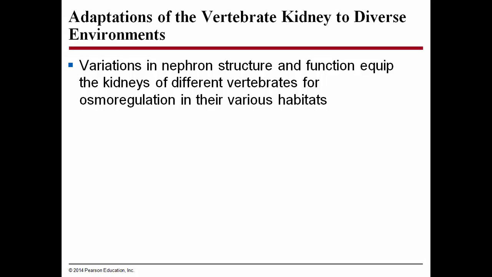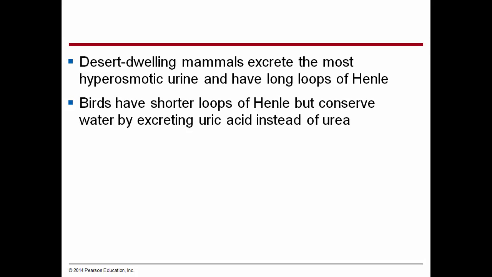The adaptations of the vertebrate kidney to diverse environments. Variations in the nephron structure and function equip the kidneys of different vertebrates for osmoregulation in their various habitats. Desert-dwelling animals excrete the most hyperosmotic urine and have long loops of Henle. Birds have shorter loops of Henle, but conserve water by excreting uric acid instead of urea.